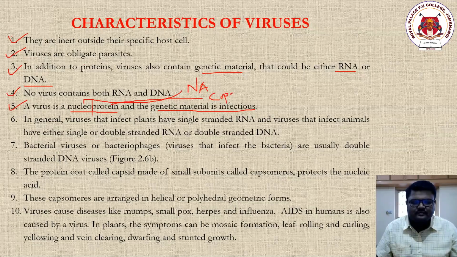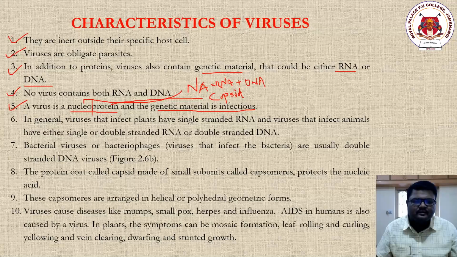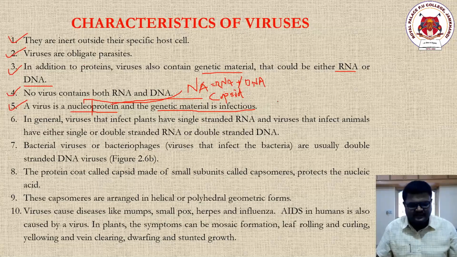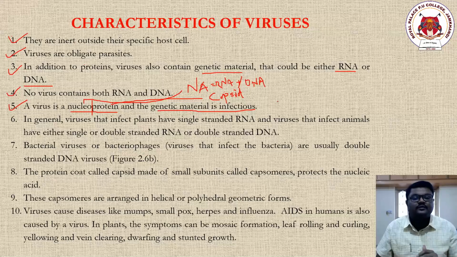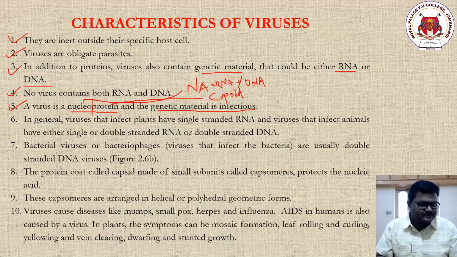Okay, capsid. This is a protein. Nucleic acid is of two types, and they are RNA or DNA. Once again, let me repeat, virus is a nucleoprotein. How? Nucleo means nucleic acid. Nucleic acid means genetic material. Genetic material means DNA or RNA. Protein means capsid, the proteinaceous coat which is present outside.